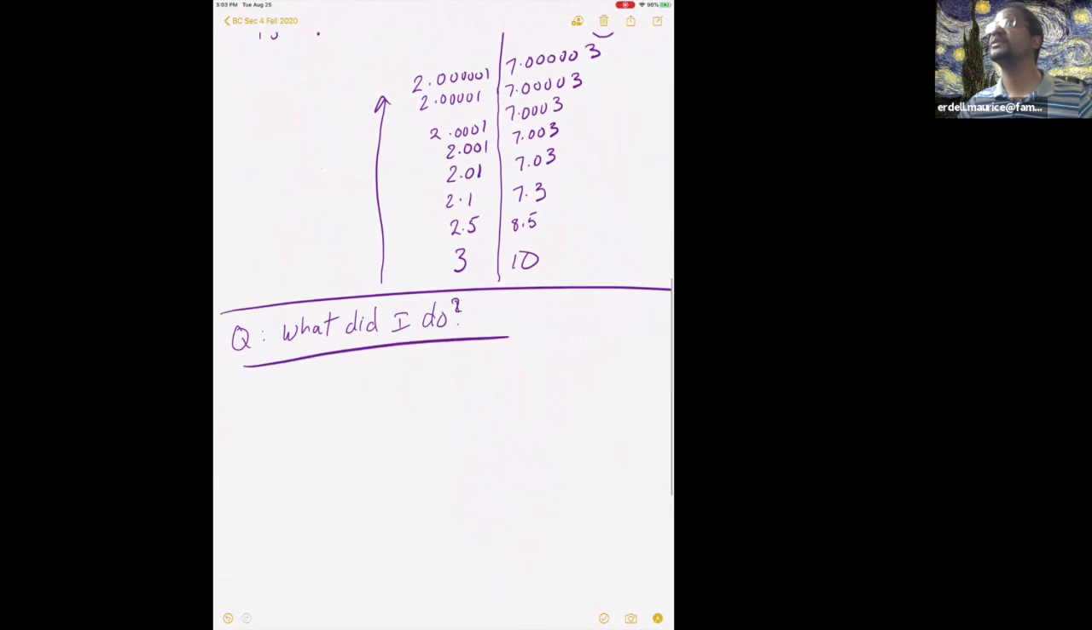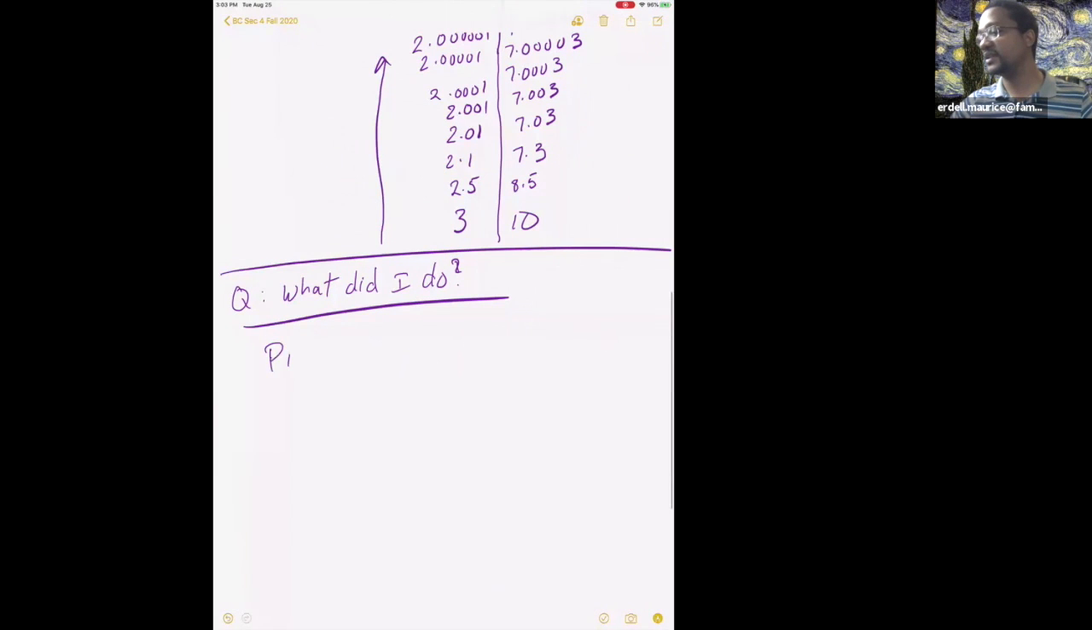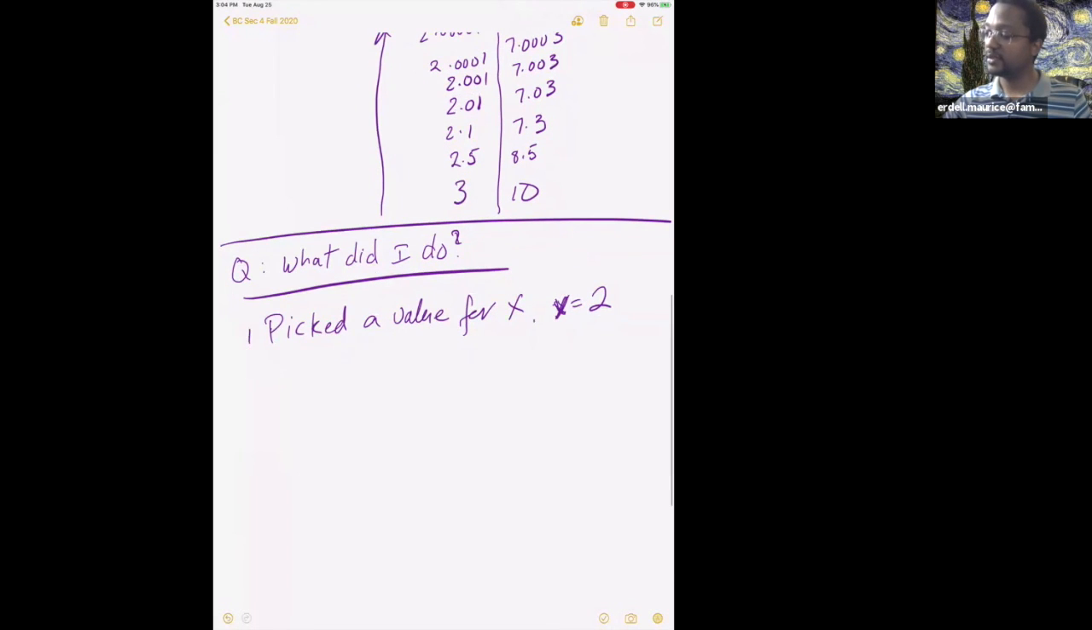Well, I'll tell you what I did. What I did was I picked a value for x. In this case, I chose x equals 2. And then I went to a number line.